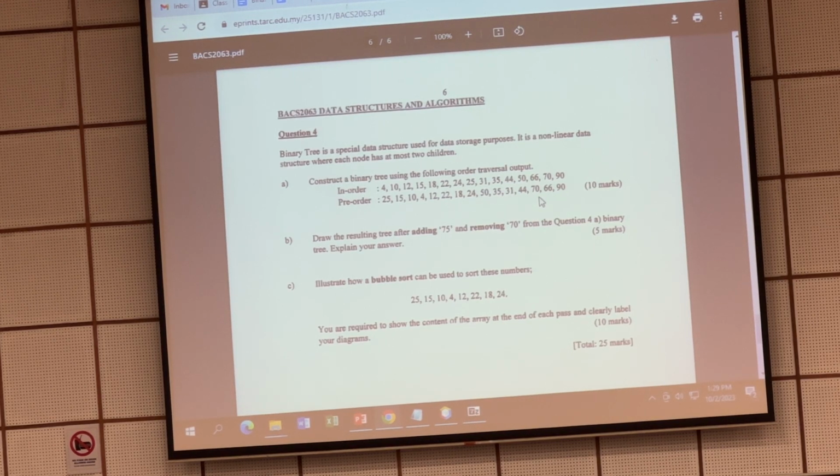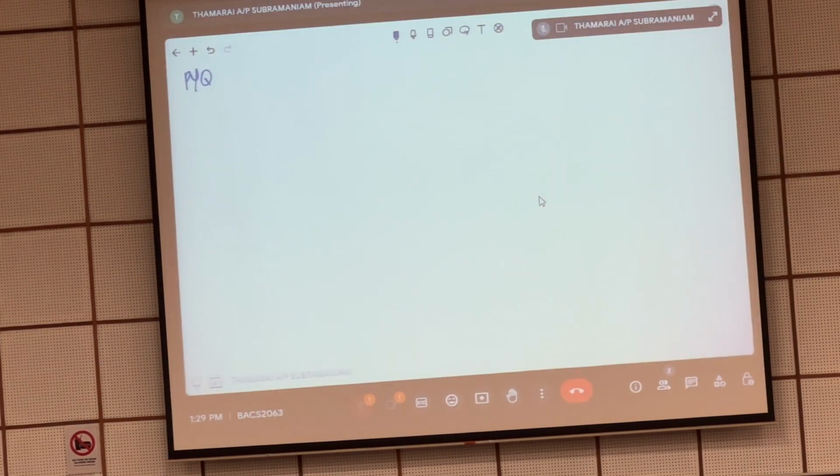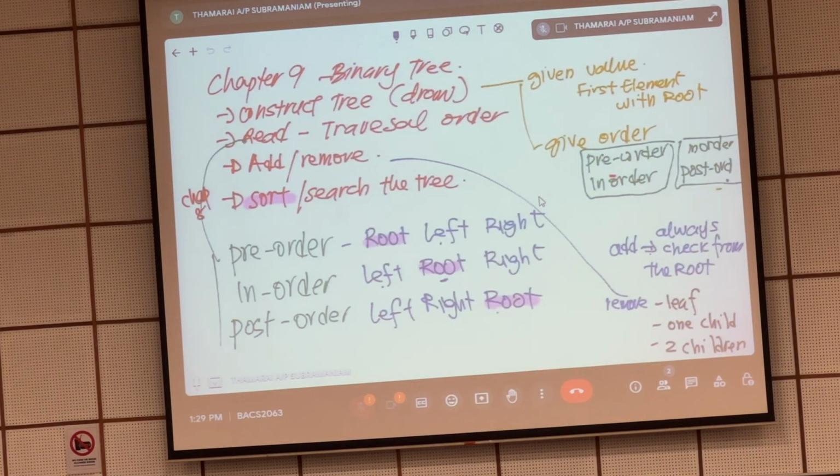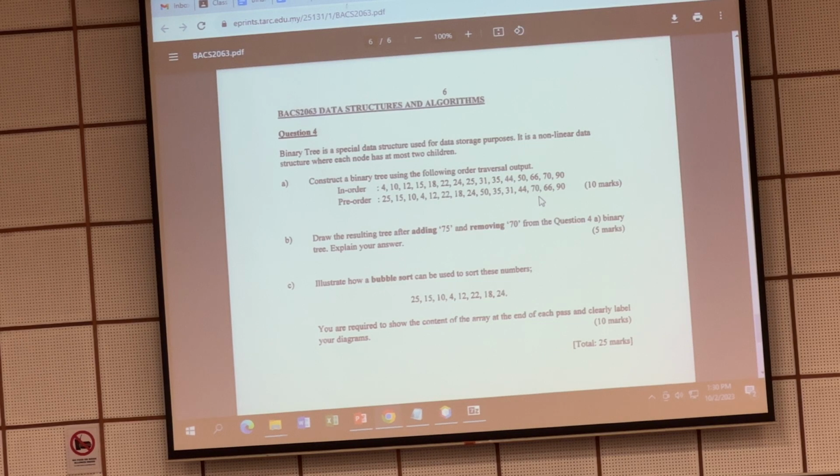Now we have in-order and pre-order. So for pre-order, where's the root? Root is in front. So what is it? It's 25. Then you can check in-order, 25 is here. So 4 to 24 will be on the left subtree, 25 to 90 will be on the right subtree.